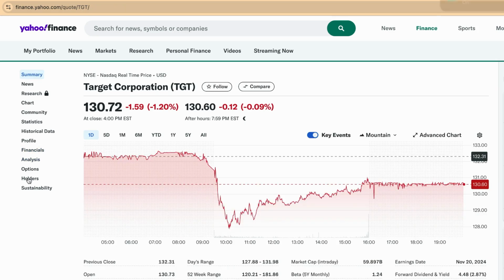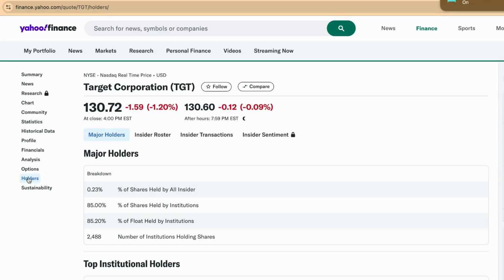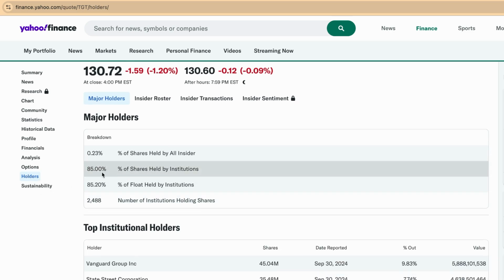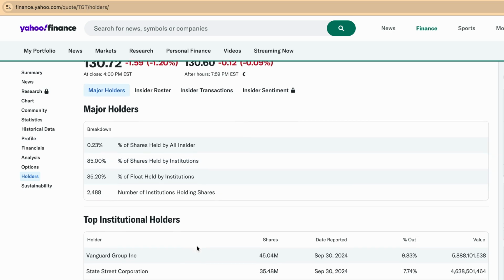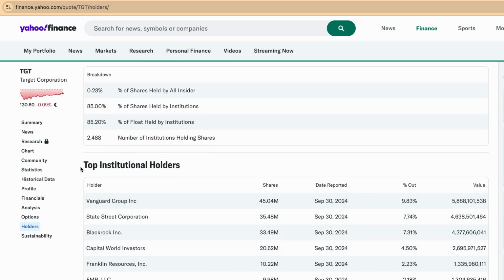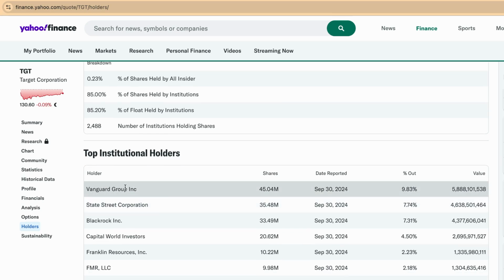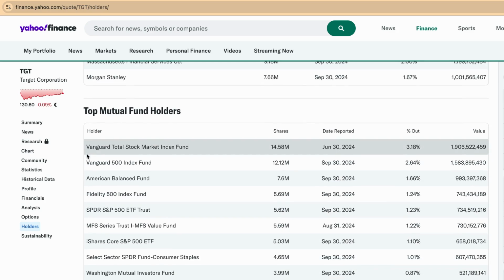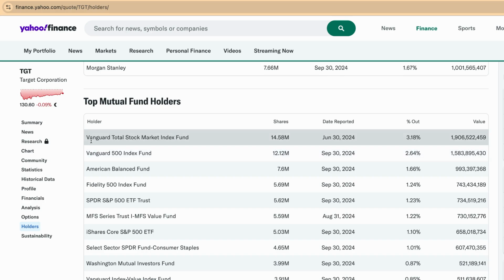Now let's navigate to the Holders tab. And this tab tells us who holds the majority of Target stock. And you will notice that 85% is held by institutions. And if you scroll a little bit further, you will also see its top institutional holders. And the first one in that group is Vanguard Group, which means Vanguard as an institution holds the majority of Target stock. If we scroll further down, we will see which mutual fund holds Target the most.